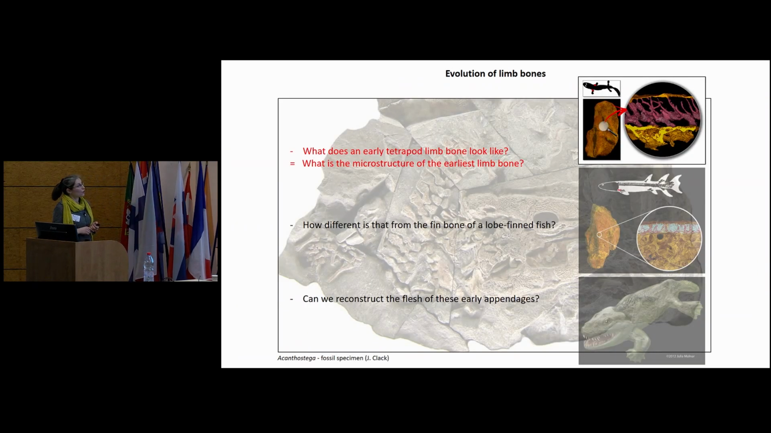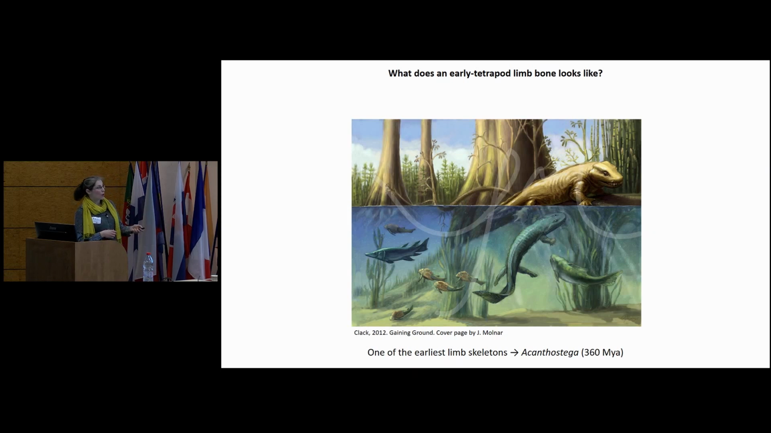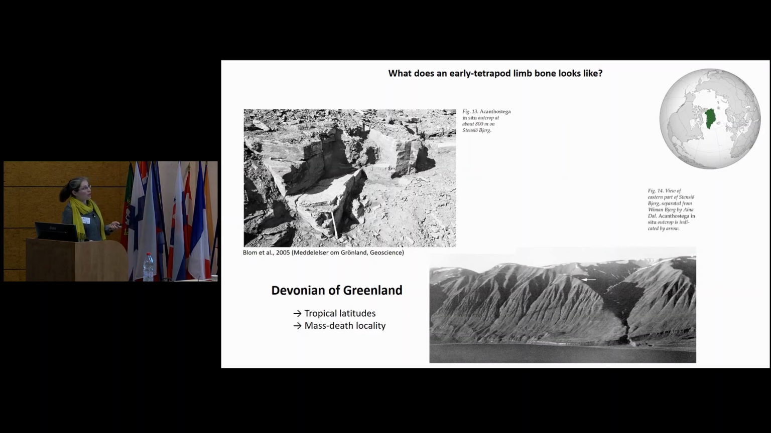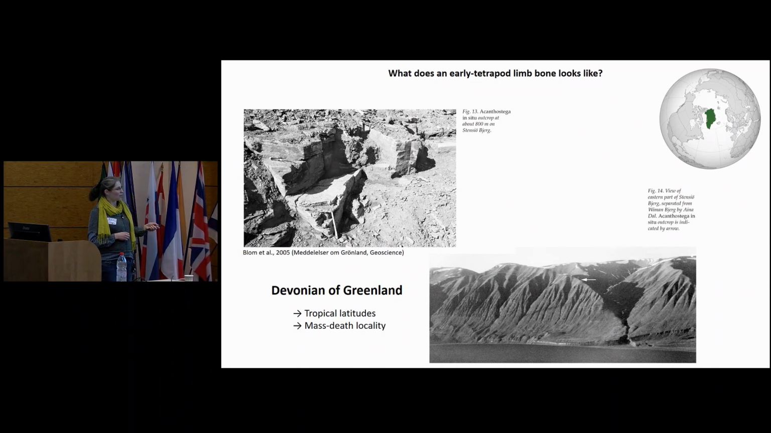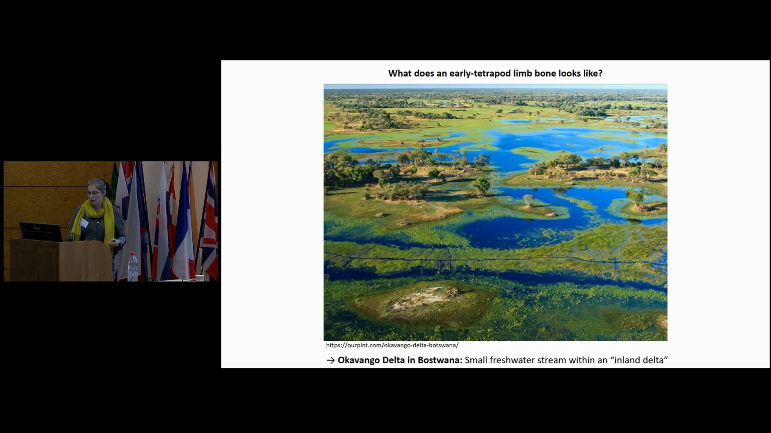So let's answer the first question. What does an early tetrapod limb bone look like? As I told you, we will focus on one of these earliest limb bones that we have, Acanthostega. It's coming from Greenland, as I told you, from this locality. And at that time, it was not at all a snowy region, but more a tropical latitude region where you had a mass death locality. So we had several individuals dying at the same time.